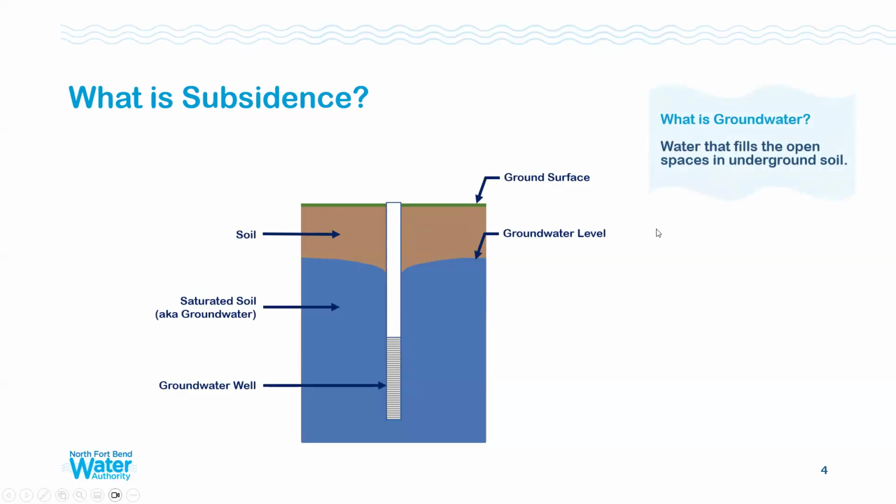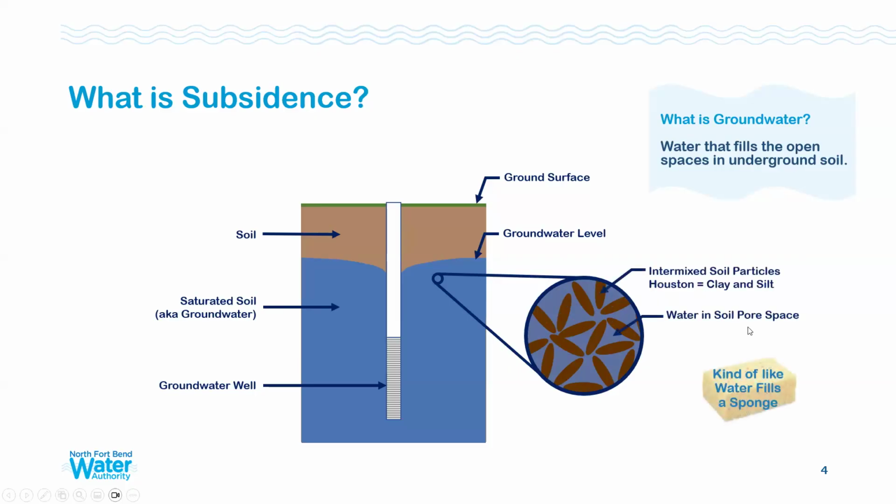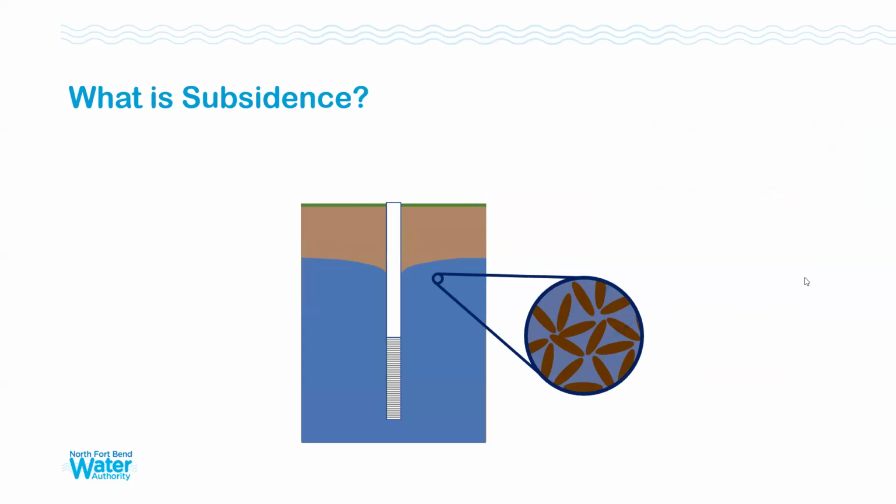So when we're talking about groundwater, we're talking about water that fills open spaces in underground soil. In Houston, the soil is going to be clays and silts, with particles that are close together. And in between those particles, in saturated soil or groundwater, is where that water is actually stored. One way I like to visualize this is a sponge. When your sponge is really wet and all of those holes in there are full, and you wring it out, then you'll see more holes. So it's similar to how groundwater works.